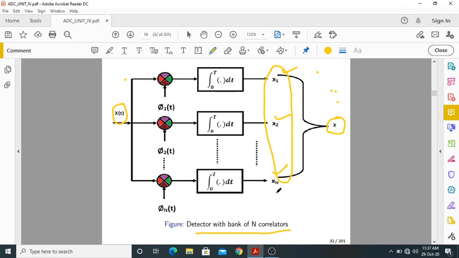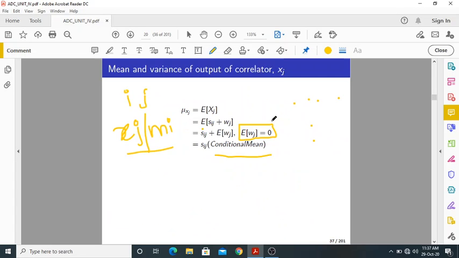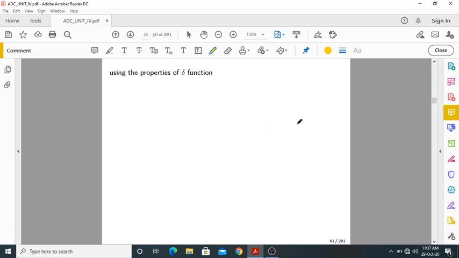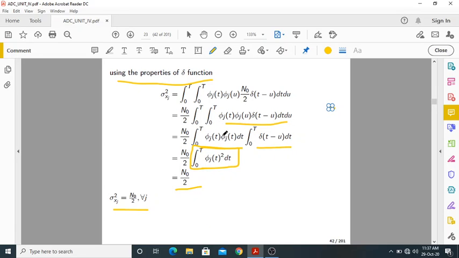So the n outputs of the bank of n correlators have different means, but they have the same variance, equal to n naught by 2, which we know is also equal to the power spectral density of the noise. So the variance derivation is very, very simple. This is a simple derivation, you just go through it. It is simple mathematical calculation, not at all difficult.